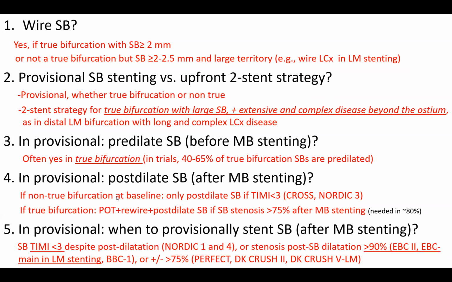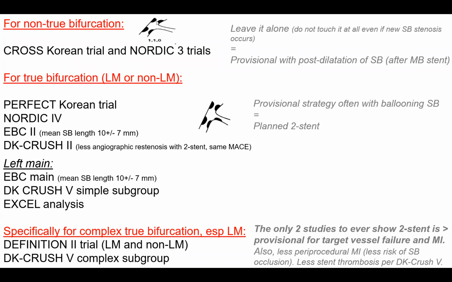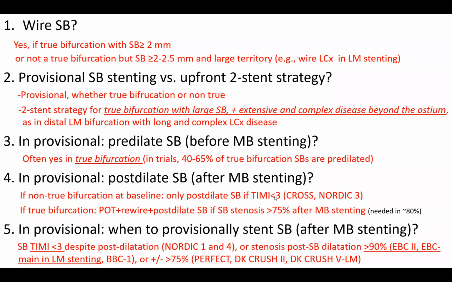Now, in provisional, should you postdilate the side branch? And here's the thing. If it is a non-true bifurcation at baseline, a simple bifurcation at baseline, like I said, simple bifurcation, do not touch that side branch unless it occludes. So you only touch it if TIMI is less than 3. This is based on Cross and Nordic 3 trial. If it is a true bifurcation, then yes, you can potentially touch that side branch if it has over 75 to 90% stenosis after main branch stenting. Some studies, most studies use 75%. It's acceptable to use also a 90% cutoff, and I will explain that later.